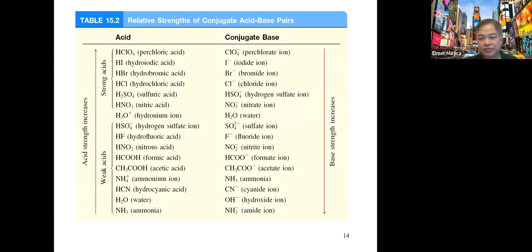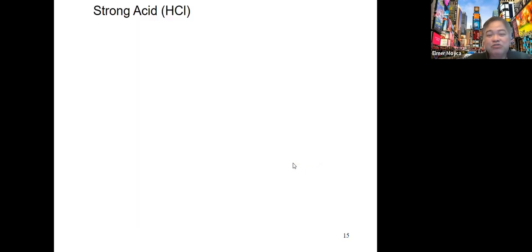Okay? Now, if you're going to look at the strong acids here on this side, their conjugate base are weak. So the weaker acids here, they have a stronger conjugate base. So ito yung sinasabi ko, kapag strong ka sa left side, yung conjugate base mo ay weak. Kapag weak ka sa left side, doon sa right side, yung conjugate base mo, stronger. Okay? So this is what I told you.